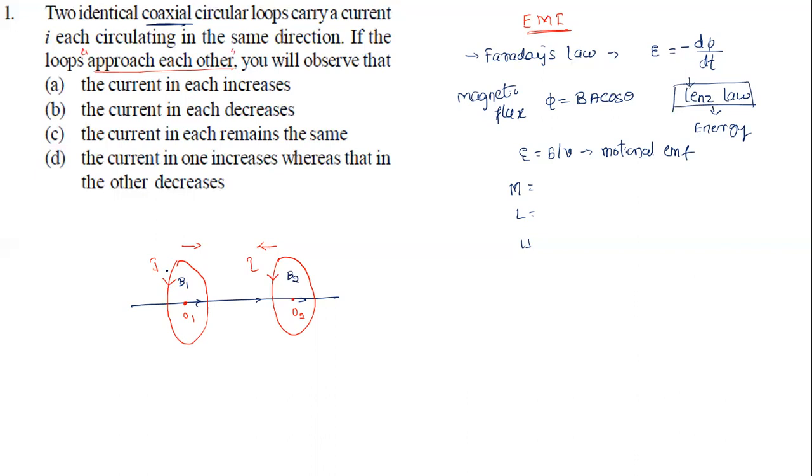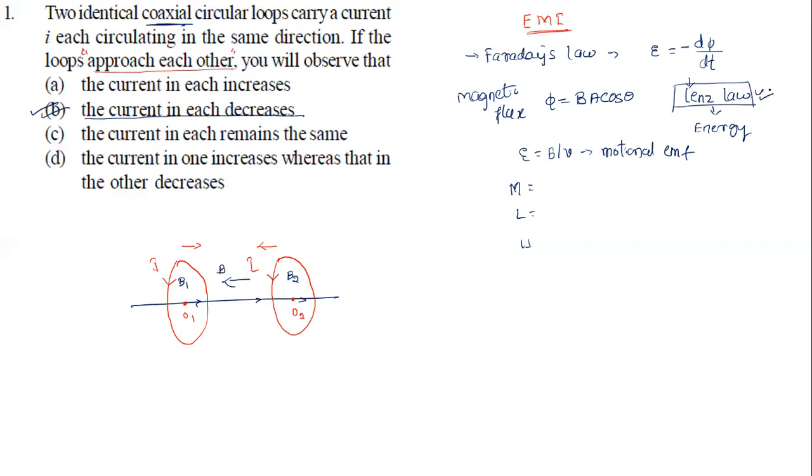It will be in the opposite direction to the cause producing it. That means it is going to create a magnetic field in the opposite direction to this. That is the magnetic field created by the induced current B. So it tries to decrease the magnetic field. Then the magnetic field decreases, which means the current also decreases. So the answer is the second: the current in each decreases, because of the consequence of Lenz's law.